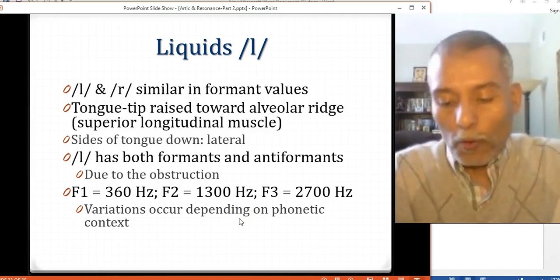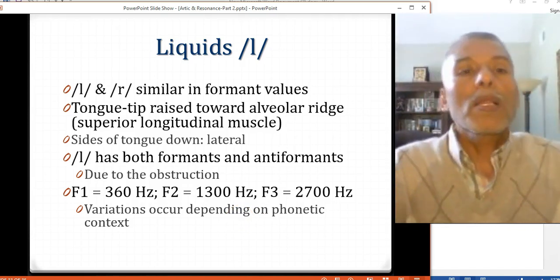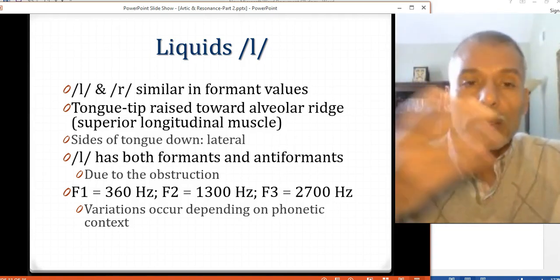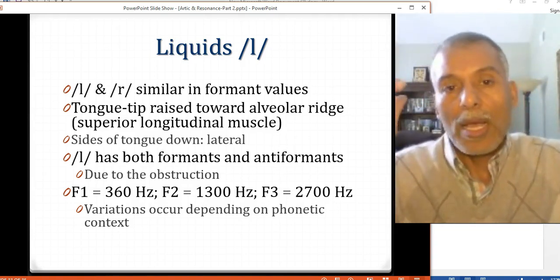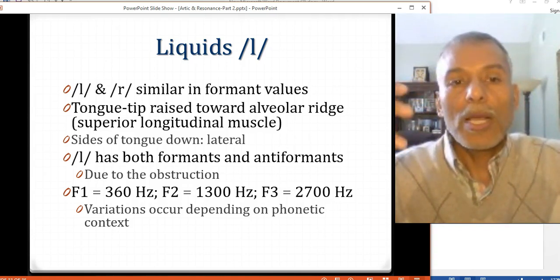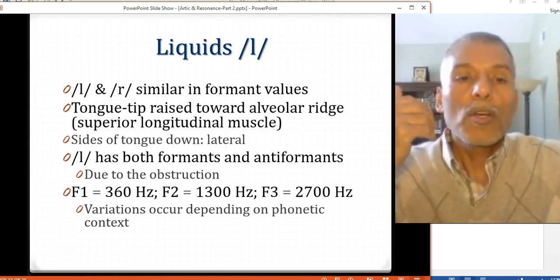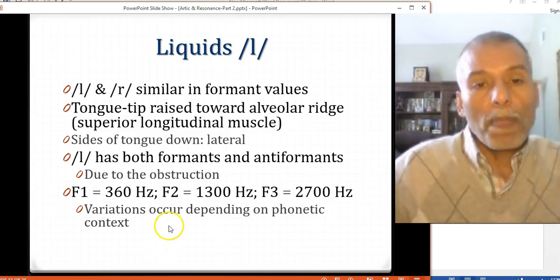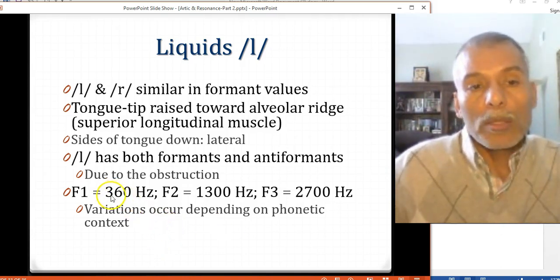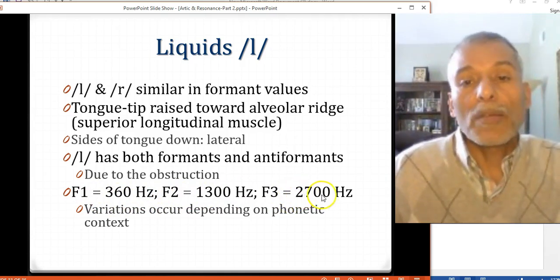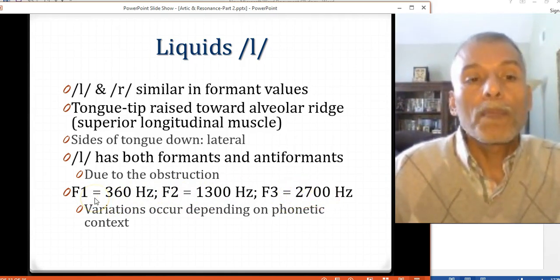In terms of formant values, the two sounds are similar. The tongue tip again rises toward the alveolar ridge for one, and it rises to the palate for the other. Now F1, for example, is 350, F2 is 1300, F3 is 2700 for the O.